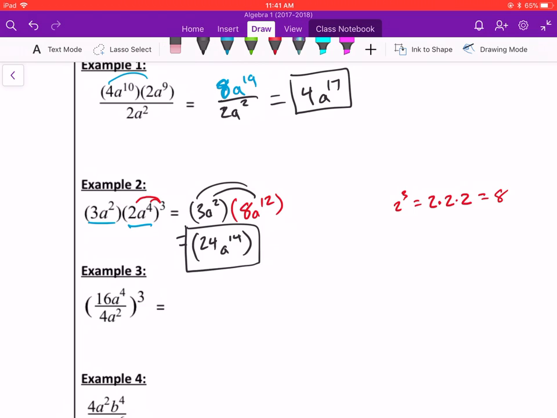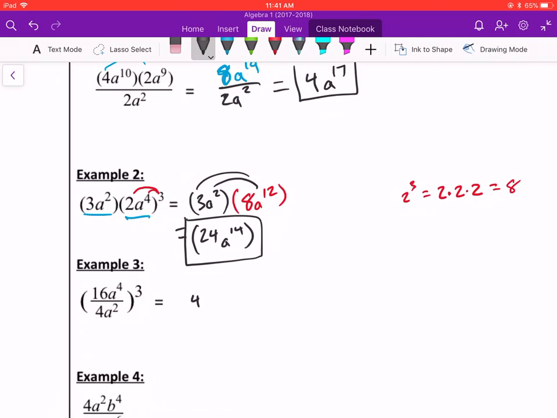So let's do the dividing rule, right? We've got to subtract. So first off, divide your numbers. 16 divided by 4 would give you 4. And then a to the 4th divided by a squared means you're subtracting exponents. So 4 minus 2 is going to be 2. And we're going to raise that to the 3rd. All right, so I took care of the inside, the parentheses, first.